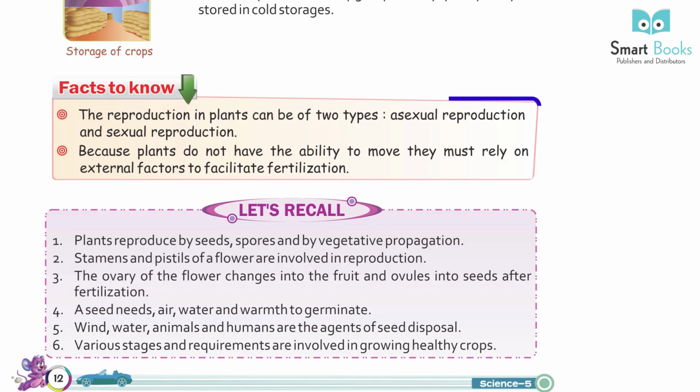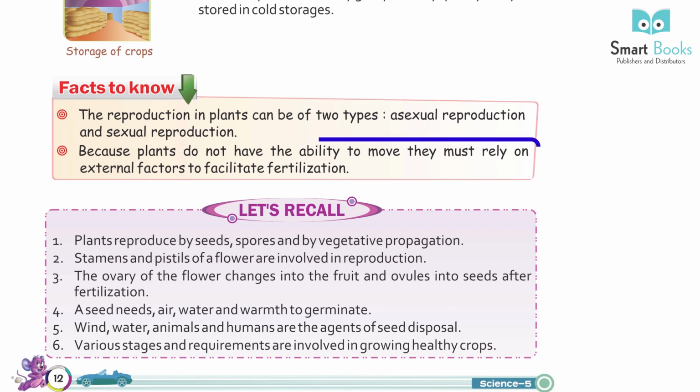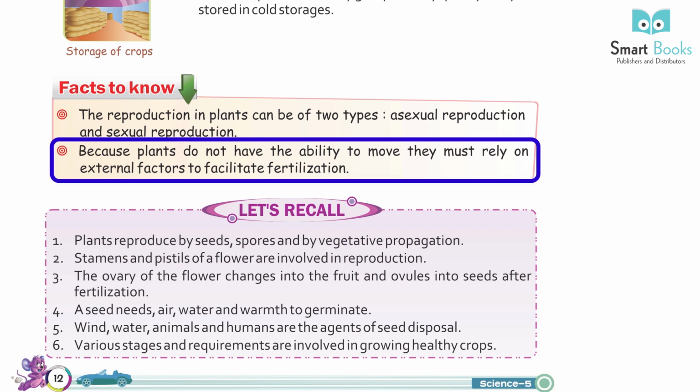Facts to know. Reproduction in plants can be of two types: asexual reproduction and sexual reproduction. Because plants do not have the ability to move, they must rely on external factors to facilitate fertilization.